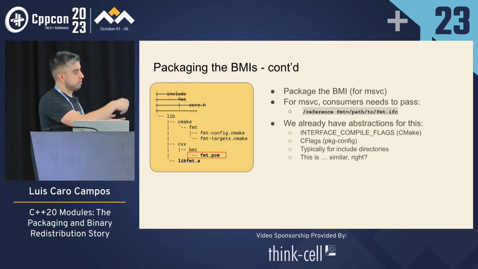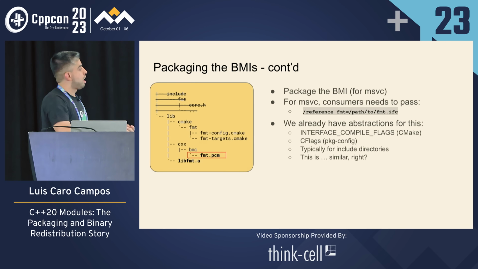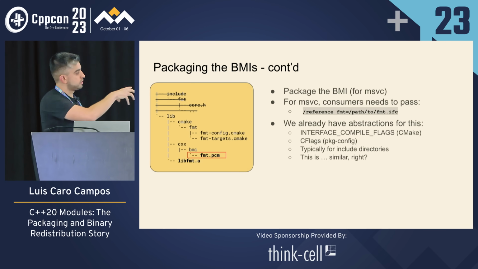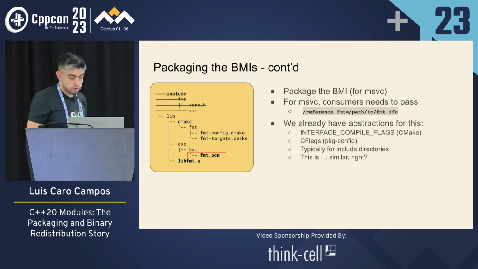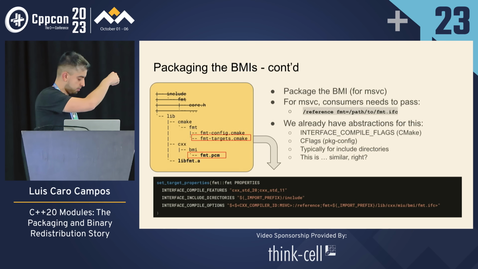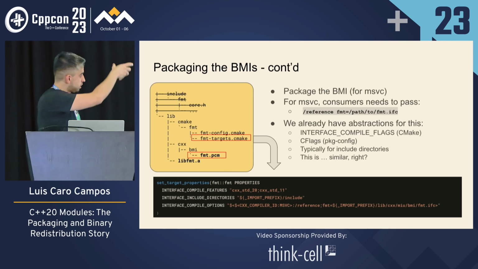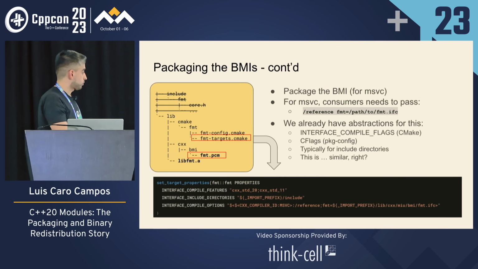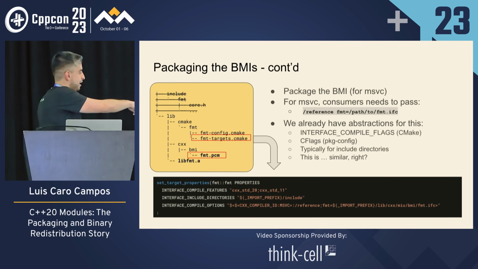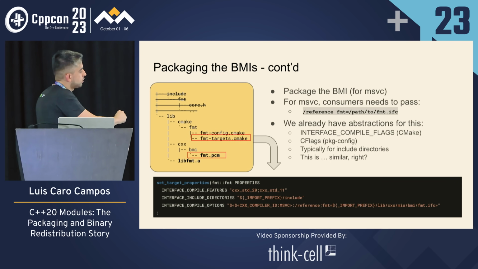So CMake does that in the exported targets. That's the interface compile flags. That's also the Cflags field in the package config files. We do this similar to include directories, actually, when you think about that. So what I did is I invoke CMake in my fork of FMT. I call CMake install to generate that folder structure. And then I manually modify the file to actually add that interface compile options, conditional on the compiler being MSVC, passing exactly that.